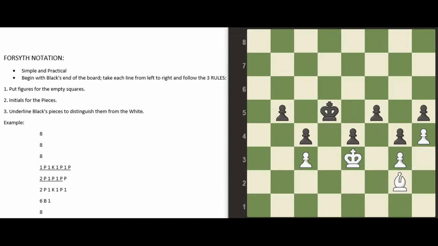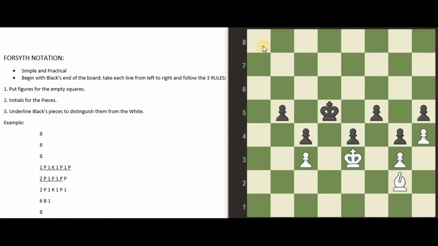Now as per the procedure, we have to begin with the black end of the board, which is this side, and then we have to take each line from left to right, which is in this fashion. Now we will take an example to understand how to record the moves. So this is the situation in the game, and we have to record this situation using the Forsyth notation.